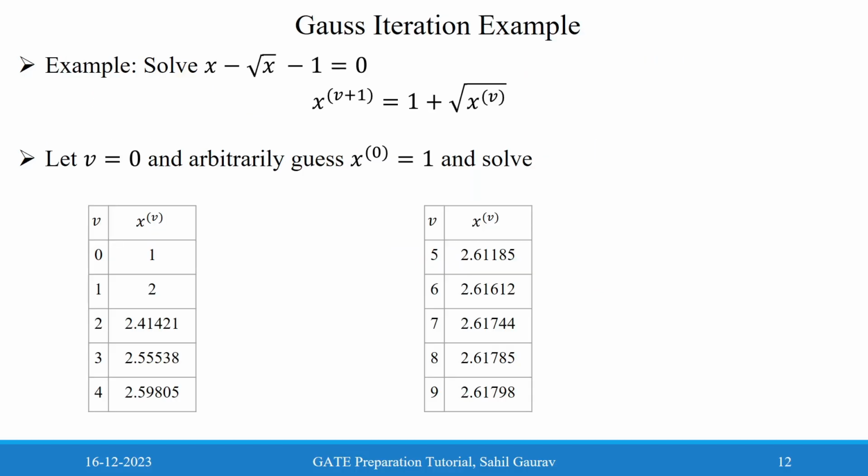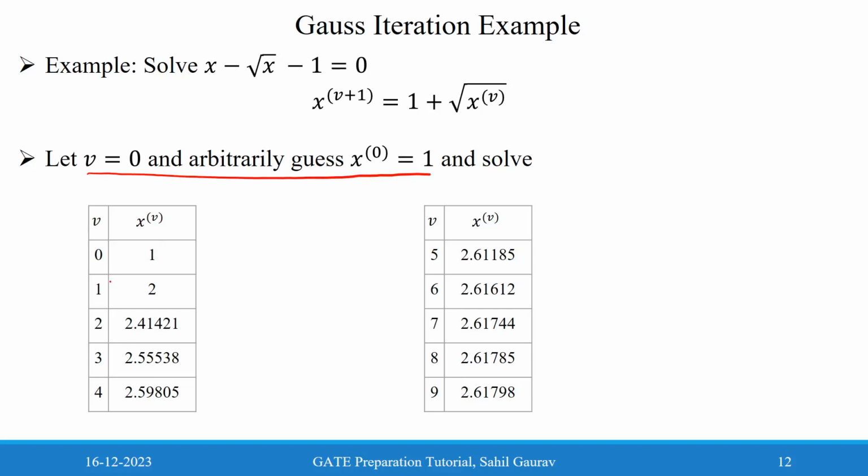So let us take the first example. Here we have a nonlinear equation, x minus root x minus 1 is equal to 0. So let us take x_{v+1} is equal to 1 plus under root of x_v. First we assume v is equal to 0 and arbitrarily guess x0 is equal to 1. Now we are going to solve. So for v is equal to 0, x_v is equal to 1.